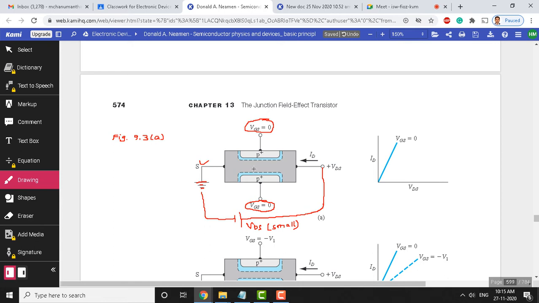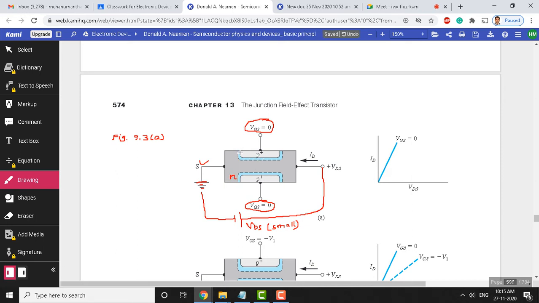So, just observe within the channel. This is the channel region which you are seeing in the gray color area. Since the drain source voltage is applied here, gate source voltage is 0. You can see there is a PN junction here. There is a P plus, and the channel is of N type. So this entire gray area is N type, and there is a PN junction here.